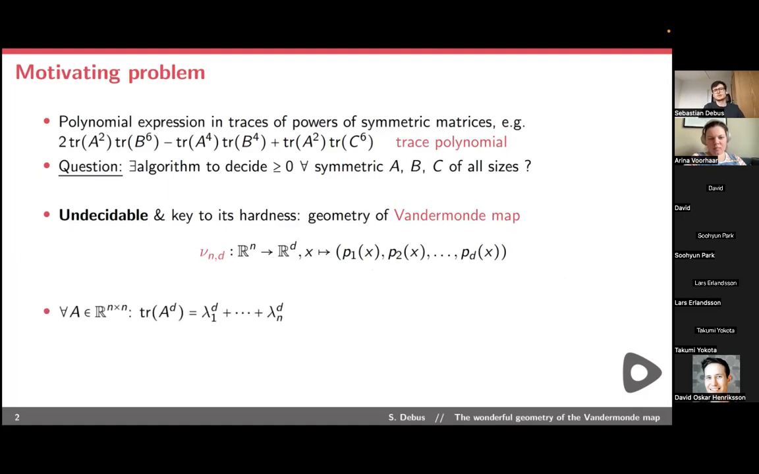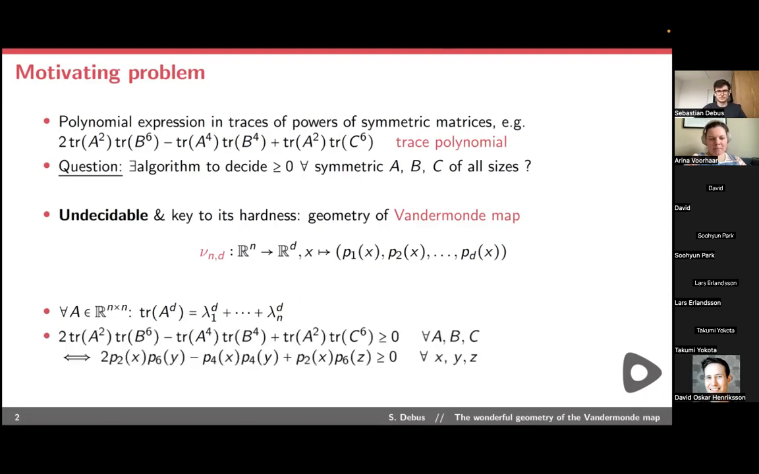And how does it relate now to these trace polynomials? So you recall from linear algebra that if you're given a symmetric matrix, then the trace of this matrix is equal to the sum of the eigenvalues. So if we take now the trace of A to the power d, then it's just the sum of the dth power of the eigenvalues of the symmetric matrix. And now we can reformulate our trace polynomial from above into non-negativity.